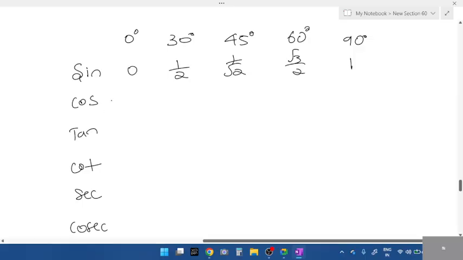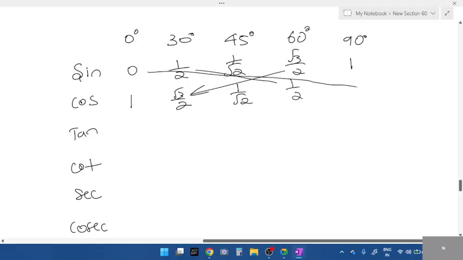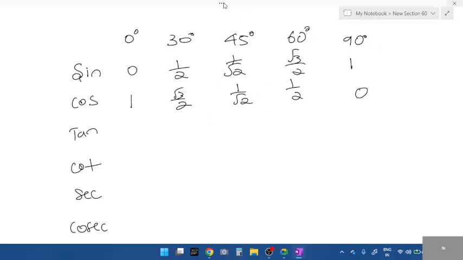Okay. Now, for cos, it is just the opposite, Shasha. You have to write it in reverse order. What is cos 30? Reverse order: root 3 by 2. This will remain as it is: 1 by root 2. What is cos 60? Just the reverse. And cos 90 is 0. Just the opposite way. Write it in opposite.